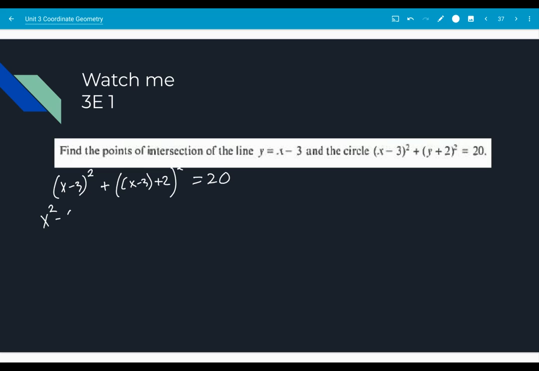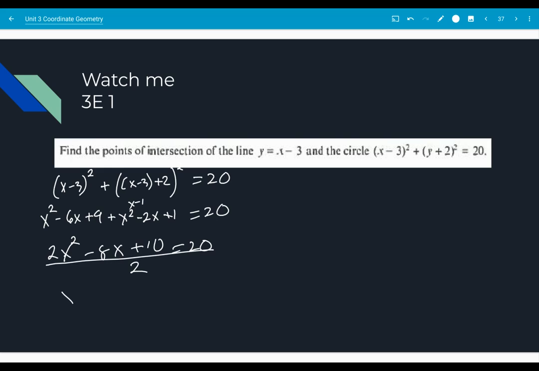So this is going to be x squared minus 6x plus 9. Then this x minus 1. So it's going to be plus x squared minus 2x plus 1 equals 20. 2x squared minus 8x plus 10 equals 20. I can divide everything by 2 to simplify, so I get x squared minus 4x plus 5 equals 10. x squared minus 4x minus 5 equals 0.